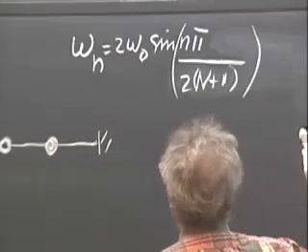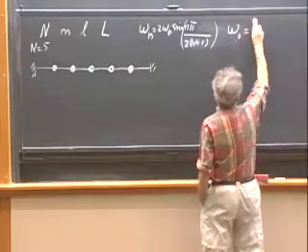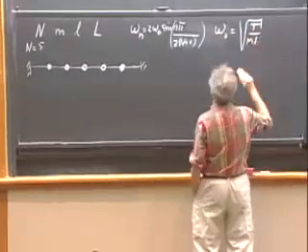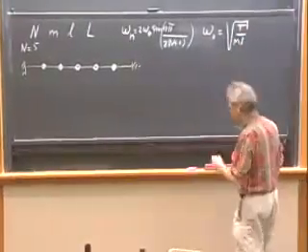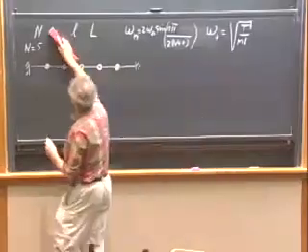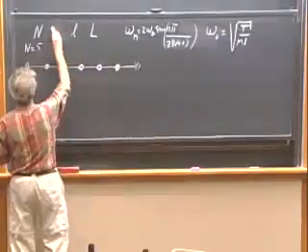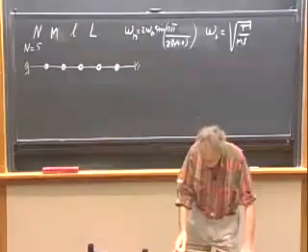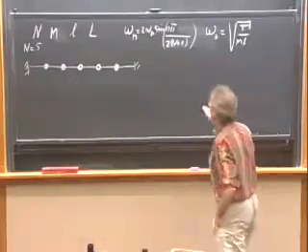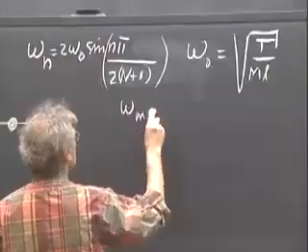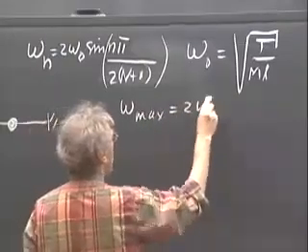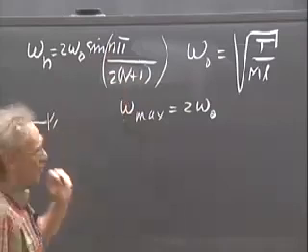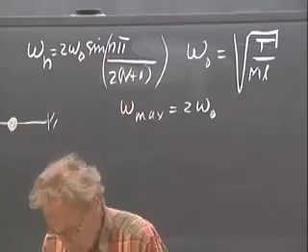Omega 0 was the square root of T divided by m l. So this little m, let me make it a capital M. Each one of those beads has mass capital M. You can see that the maximum possible frequency is 2 omega 0, because that's when the sine of this function equals 1.